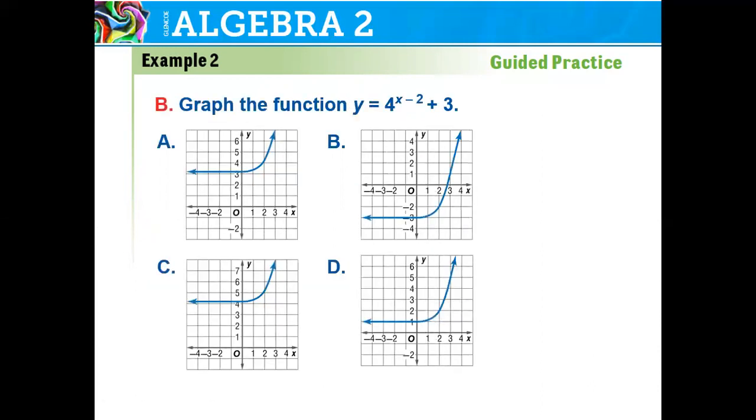Next, graph the function. We have here a vertical translation 3 units up and 2 units to the right. And this will leave me with A.